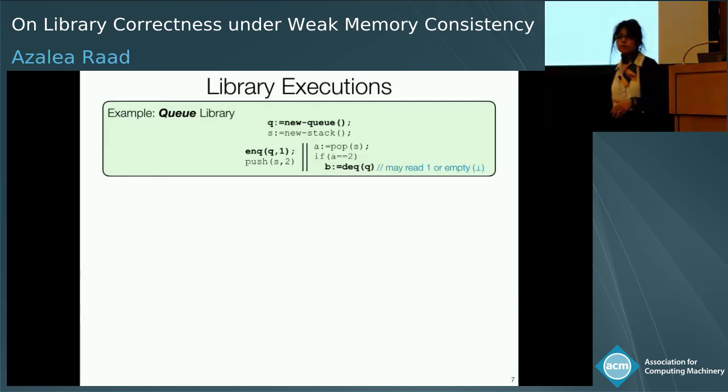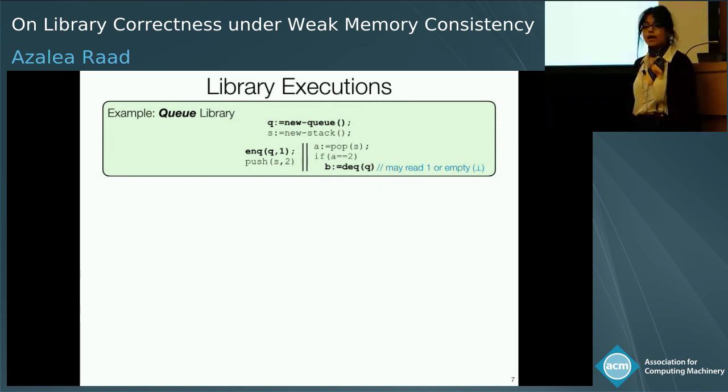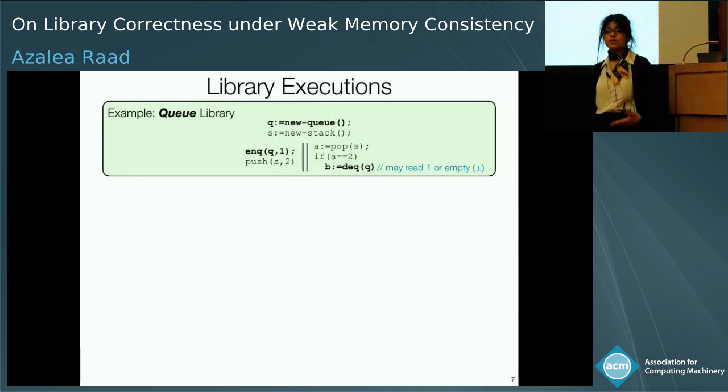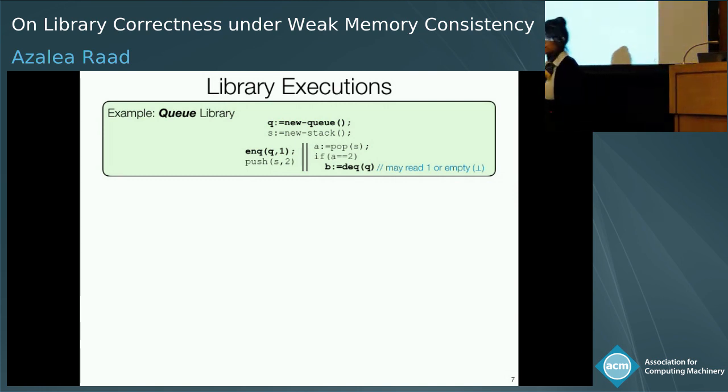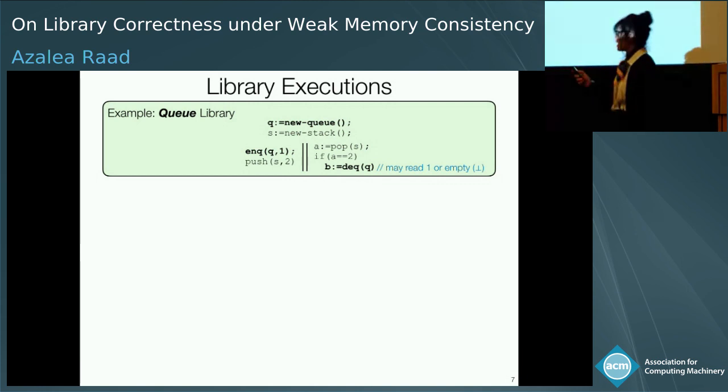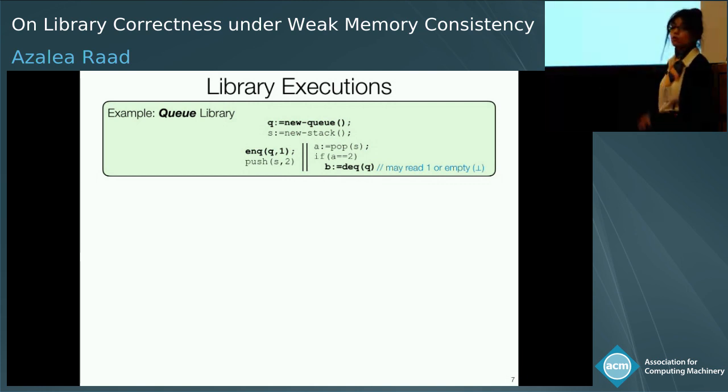Here's the client program that I showed you from earlier, in more detail. It's calling the queue and stack operations. And here, when I call this DQ, either it's executed after the enqueue has happened, so it could return 1, or it's executed before the enqueue has happened, so it may return empty, which I will denote by bottom. Now, I said that I want to give a per-library specification, so for now, I'm going to focus on the queue part of this execution, and that's why I have given these queue calls in boldface.